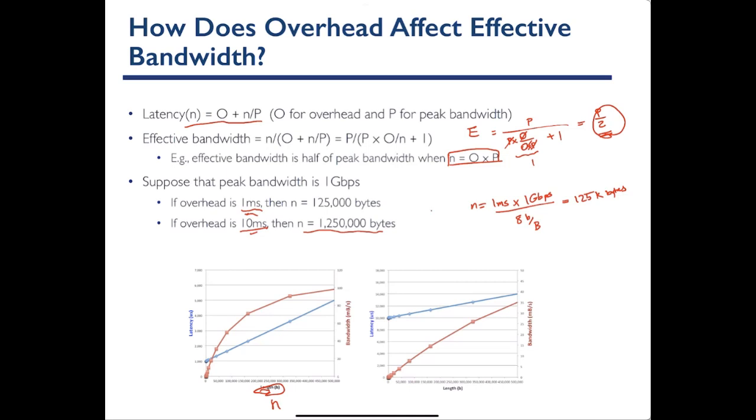So as you can see here, the effective bandwidth curve is an increasing function of the data that you're transferring. The more you transfer, the higher your effective bandwidth is. But then depending on the overhead, this curve changes. So when your overhead is too much, then the curve is like this. When your overhead is less, then this curve goes up faster.